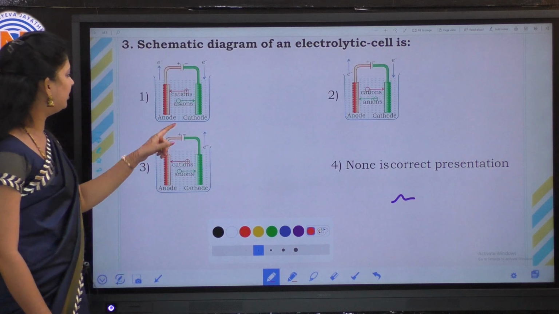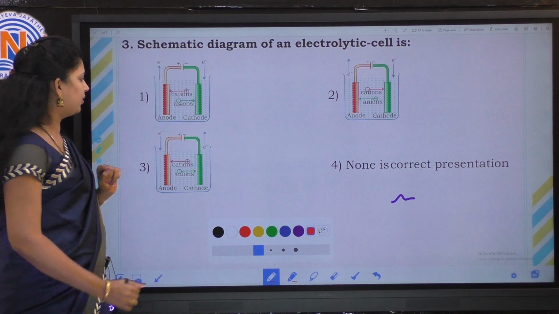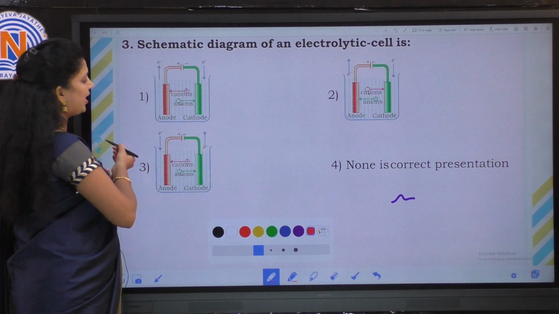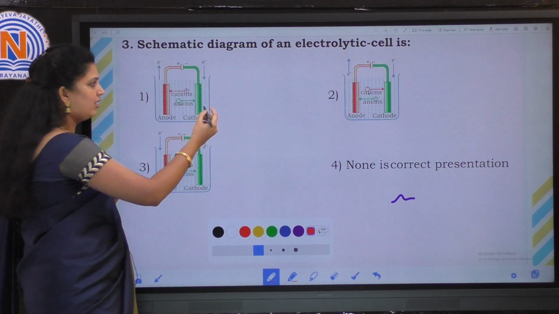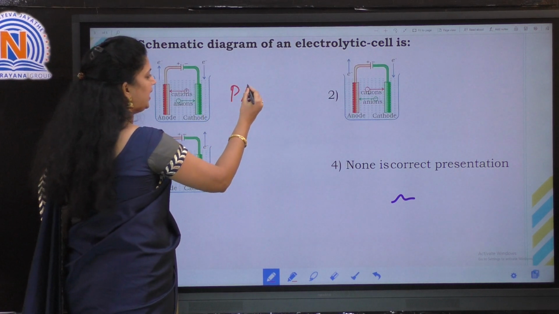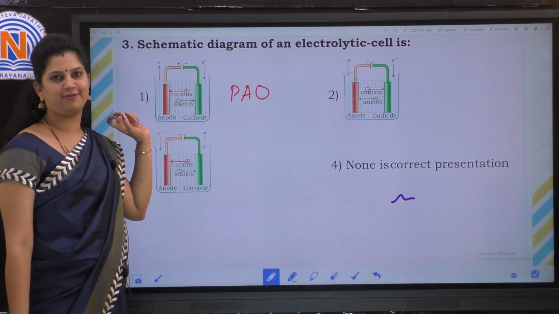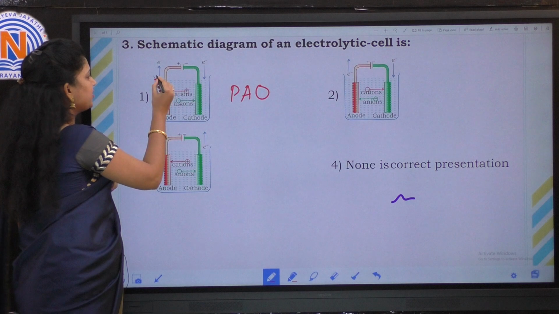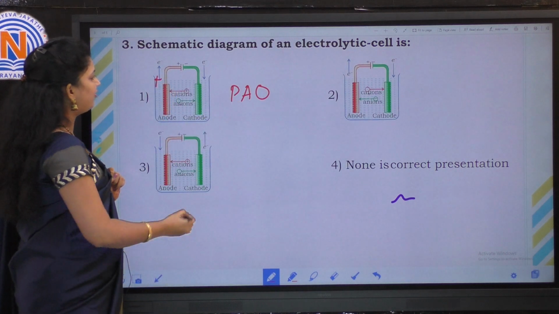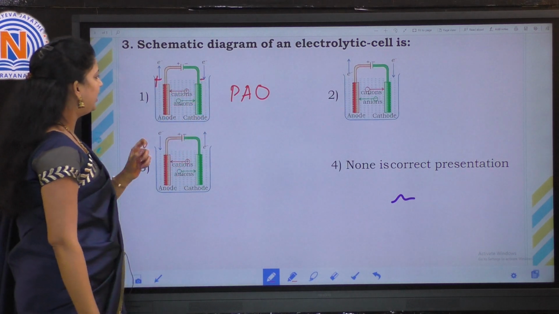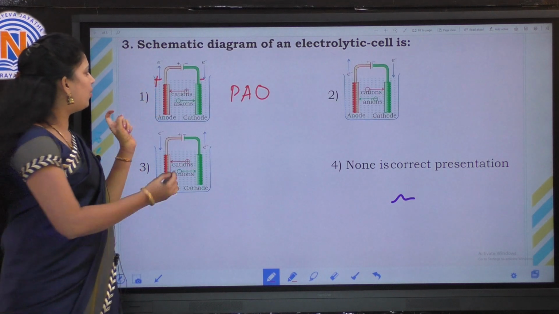Yeah, let's check. For example, this is the anode. So what could be the charge of the anode? You remember which formula we use? PAO. Now tell me, what is the charge of the anode? Positive, right? So let us suppose this is positive. And what is the charge of the cathode? Definitely negative.